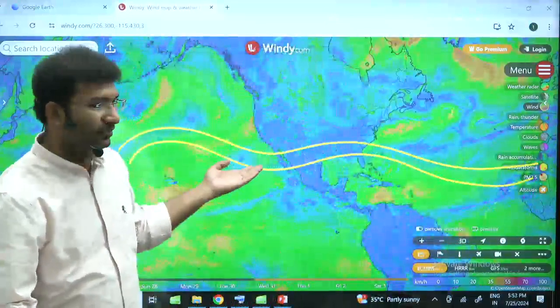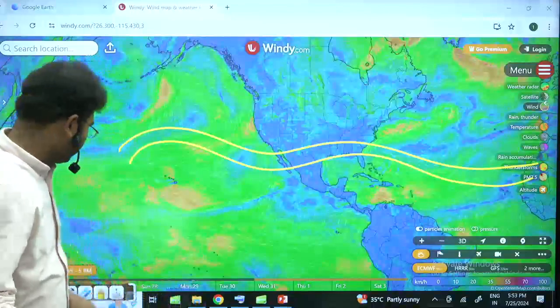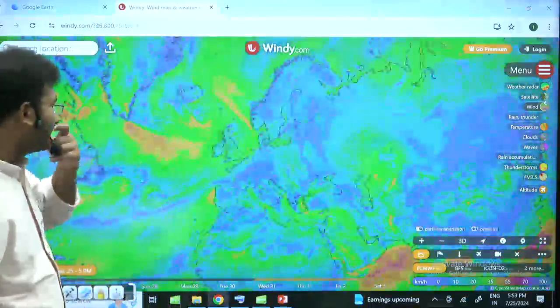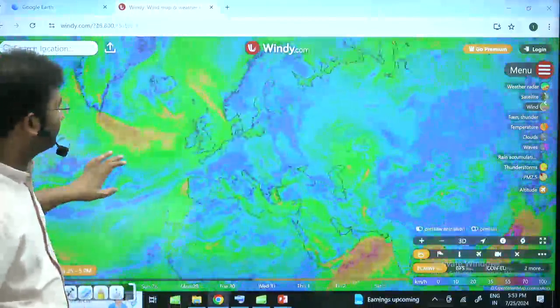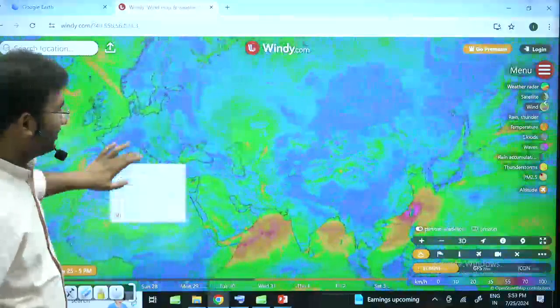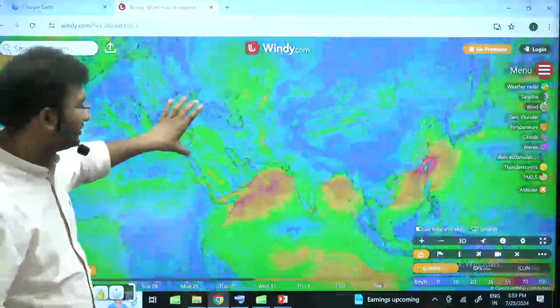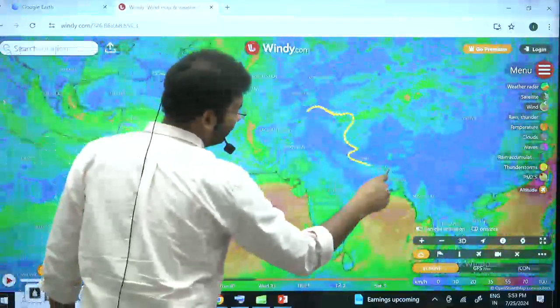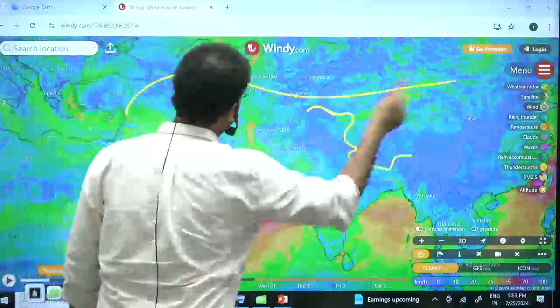What is this jet stream? Which jet stream is this? Subtropical westerly jet stream. See here, this is your India. Okay? This is your India. You had a jet stream here, right?